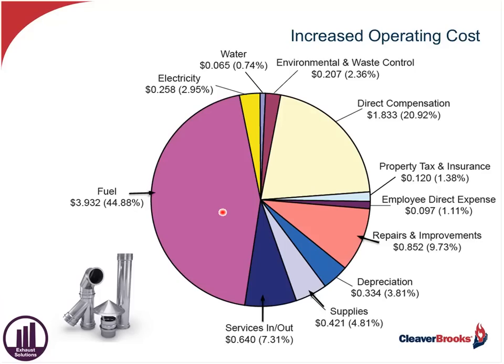The thing that we have to keep in mind is that a boiler system is like a body. And if any one of the organs in the body is compromised in any way, the body itself, of course, does not function properly. The same with a boiler system. The stack and breeching are just as much a part of this system as the burner is, as the controls are. It's extremely important. So it impacts fuel. It also impacts services in and out, the supplies, the repairs and improvements. All of these cost areas can be impacted by improper stack and breeching design.